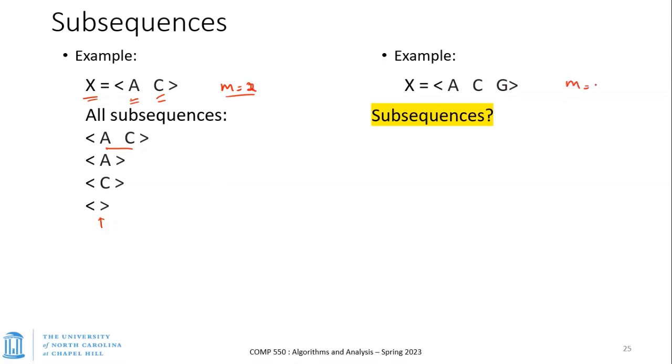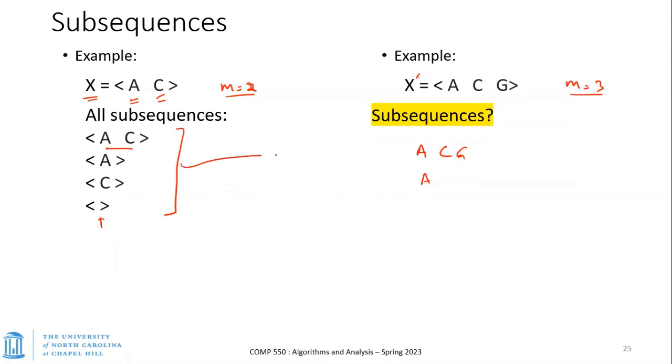Now for M equal to 3, can somebody tell me what are the possible subsequences for a slightly longer strand, which is A, C, and G? Jane. A, C, G. Okay, let's make it simpler. Do you think these, first of all, are subsequences of, let's say, X prime?